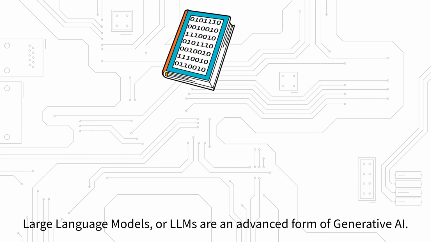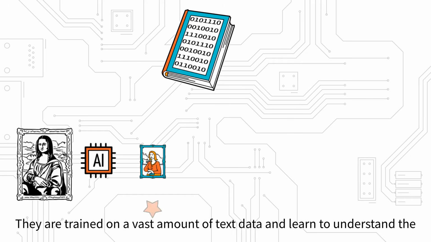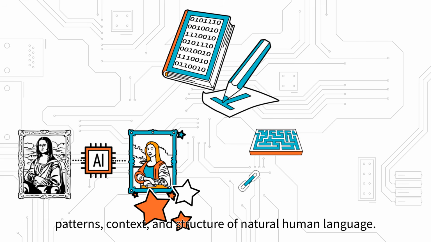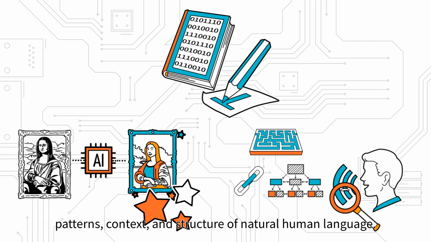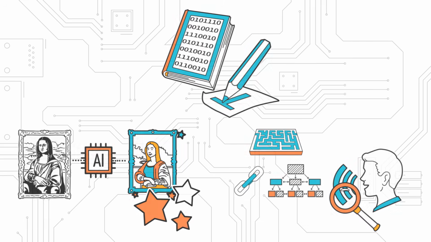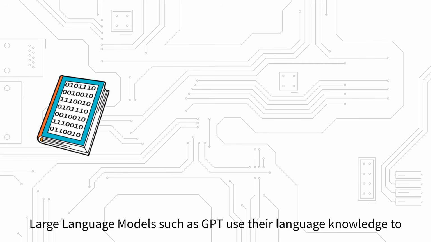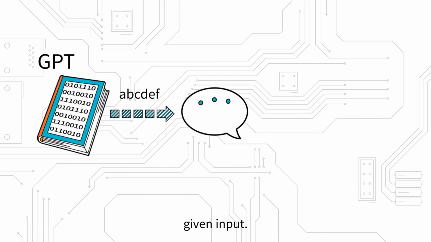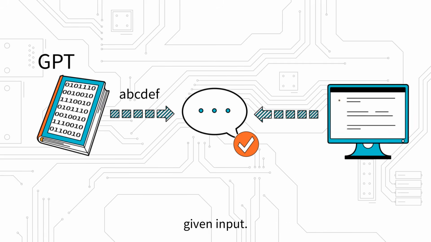Large language models, or LLMs, are an advanced form of generative AI. They're trained on a vast amount of text data and learn to understand the patterns, context, and structure of natural human language. Large language models, such as GPT, use their language knowledge to generate coherent and contextually appropriate responses based on the given input.